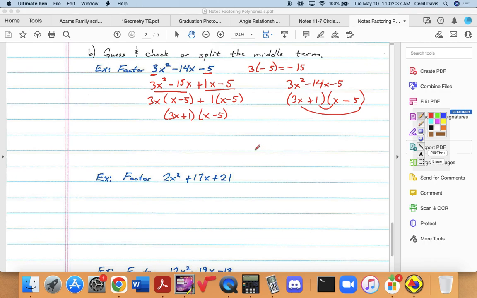Will we get counted off on the quiz if we were doing guess and check and we couldn't show as much work? No. All I care about is that you get this answer. Okay? Will there ever be a question where we have to do one or the other? No. I never require that you use a particular method for solving by factoring.